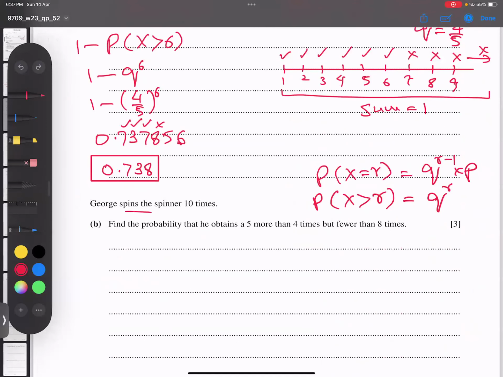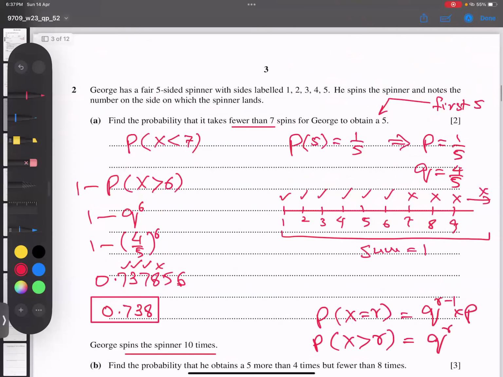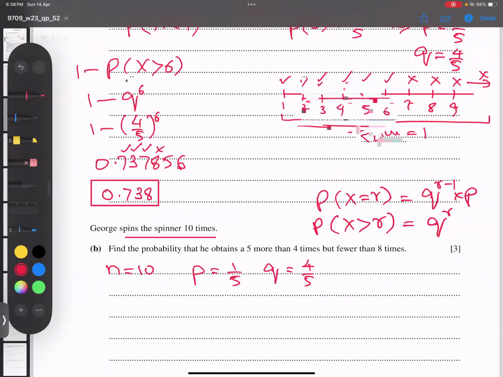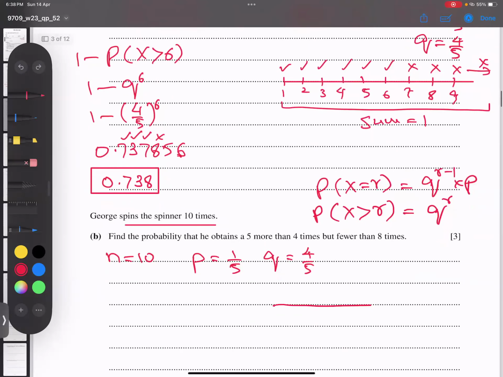Now he's saying that the spinner is spun 10 times. Okay. So n is 10 times spinning. The probability of obtaining 5, what is the probability of 5? 1/5. That you know very well. q is 4/5. Okay, students. But what is the question asking for? He is asking for a 5 more than 4 times, but fewer than 8.